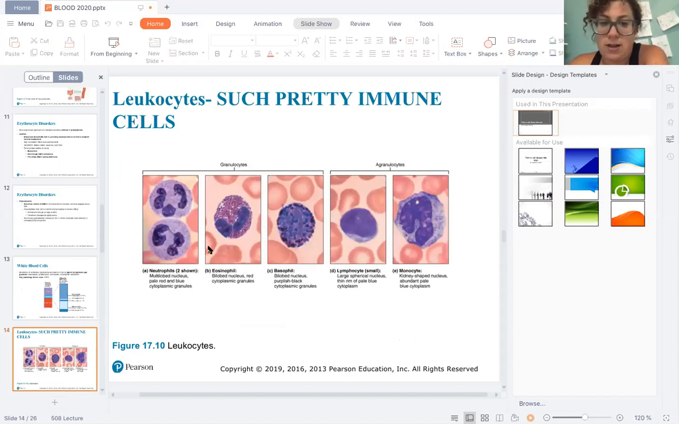Okay, so this is what they look like under the scope, and I think they're the prettiest thing ever. Okay, you'll see in the lab, it's one of my favorite things to look for, and it's pretty, and it's kind of peaceful because you sit there and count things.